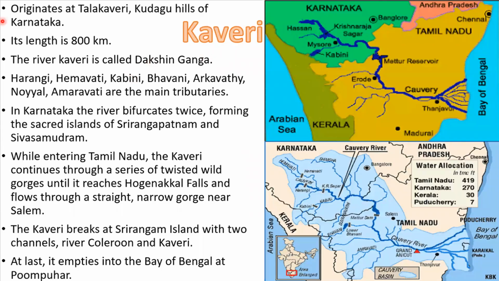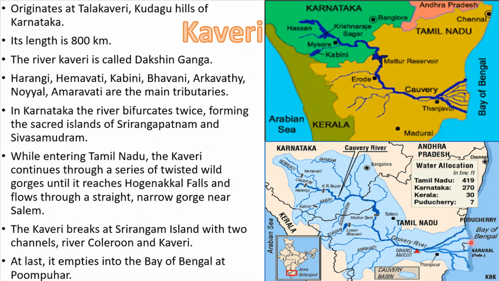And Kaveri originates at Talakaveri in the Kodagu Hills of Karnataka, and its length is 800 kilometers. Kaveri is called Dakshin Ganga. Harangi, Hemavati, Kabini, Bhavani, Arkavati, Noyyal, and Amaravati are the important tributaries of the Kaveri River. Here you can see the river Hemavati, Kabini, and Amaravati, all important tributaries of the Kaveri. Kollidam is one of the important distributaries of the river Kaveri.